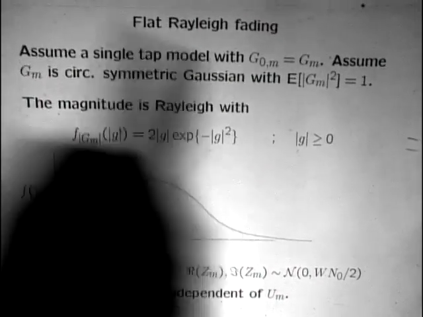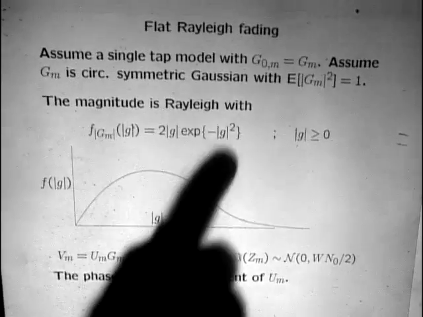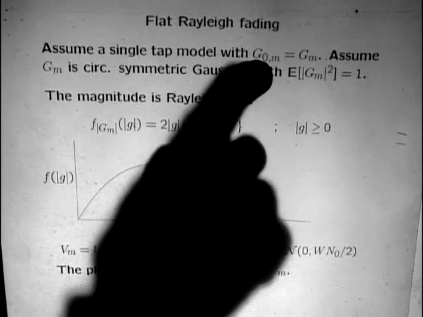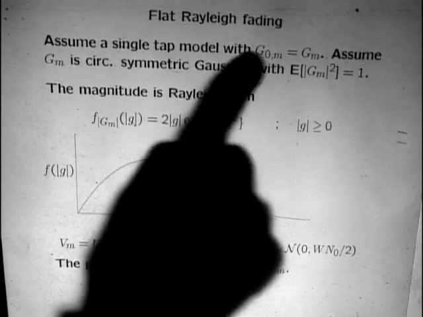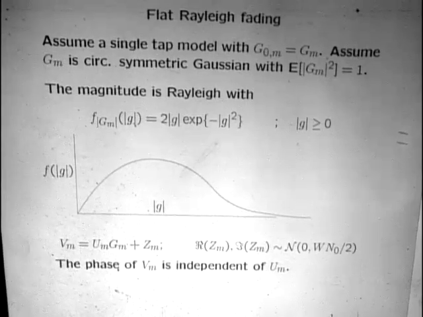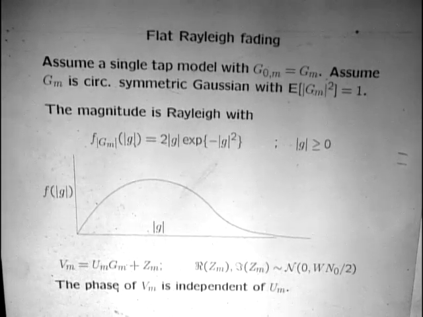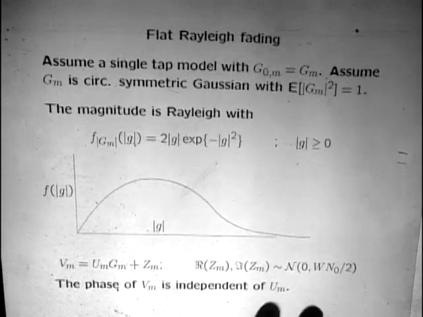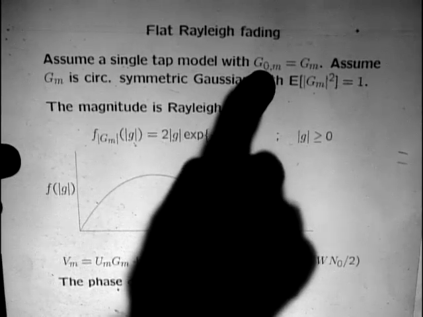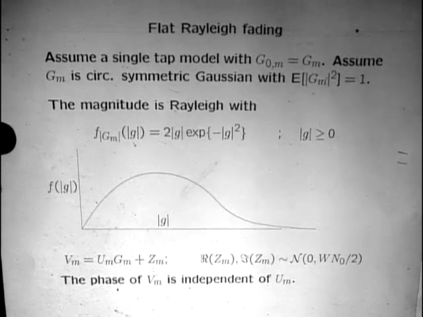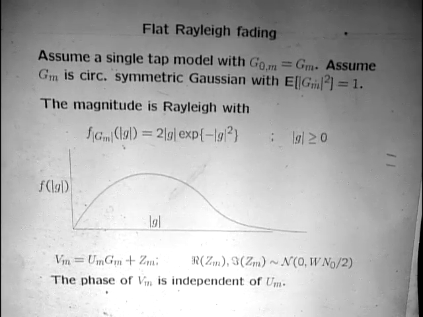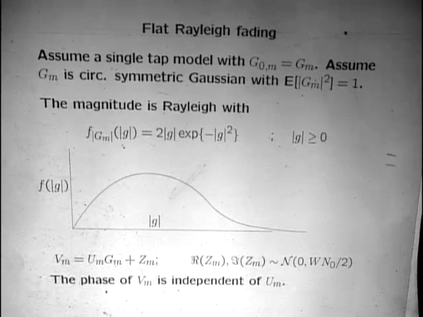Okay, when we assume a single tap model, and these tap models are always given with the number of the tap given first and the time given second. So what we're assuming here is the only tap is the tap at time 0. And it's at time 0 because we're assuming that receiver timing is locked to transmitter timing. And we're just going to get rid of the 0 because there's only one tap, and call this G sub m. We're also going to pretty much assume that G sub m stays relatively constant for a relatively long amount of time.